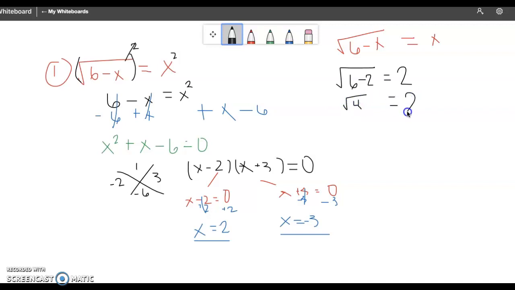2 remains the same. And is the square root of 4 equal to 2? Yes. So that works because 2 equals 2. Now I'm going to check, well, does -3 work in this equation?